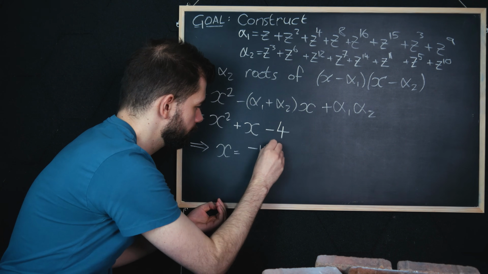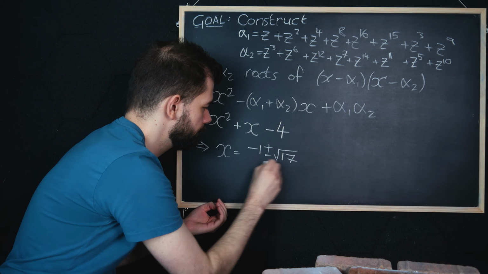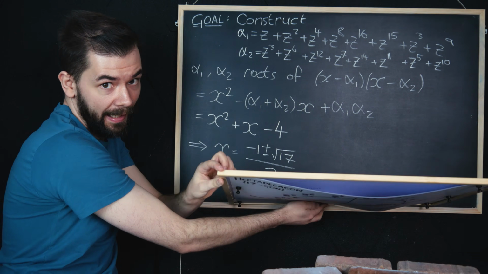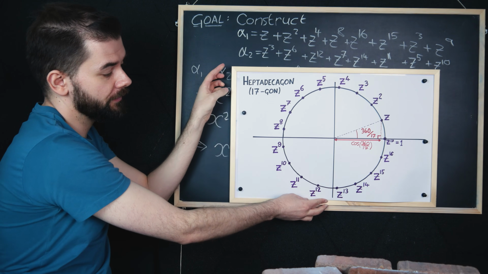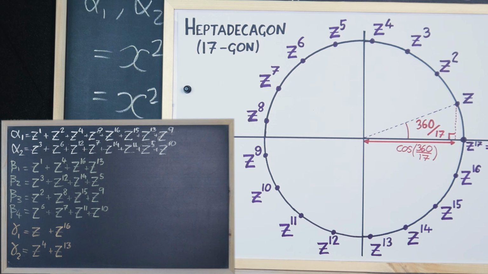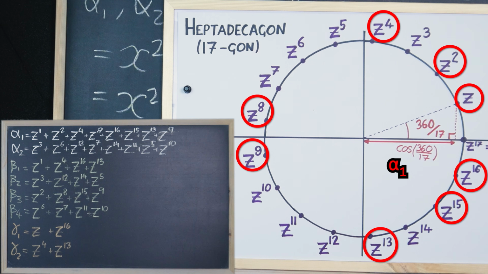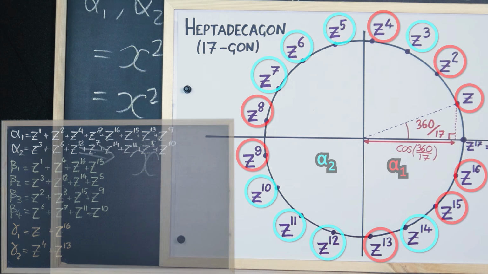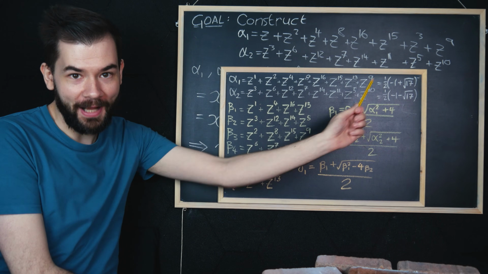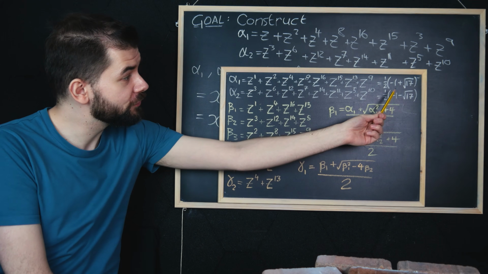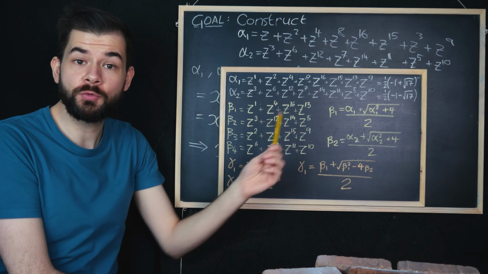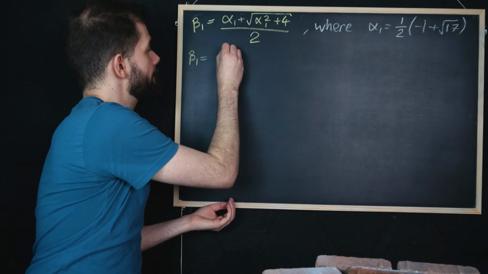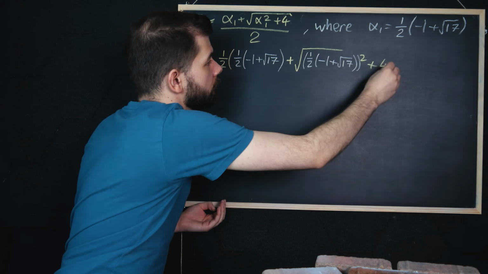We get that x is -1 plus or minus root 17, all divided by 2. As for which is which, let's consult the diagram, and we can convince ourselves that alpha 1 will clearly be positive, alpha 2 will be negative, so alpha 1 will correspond to the plus case, and alpha 2 the minus case. We're getting somewhere, because now we know what alpha 1 and alpha 2 are, so we can substitute them into here to work out beta 1 and beta 2. It's not pretty, but we can do it.